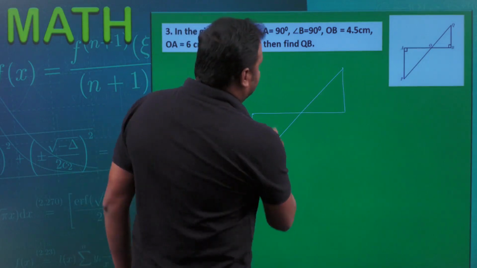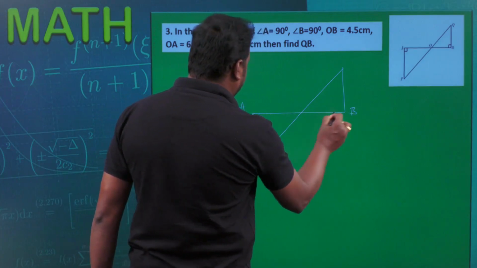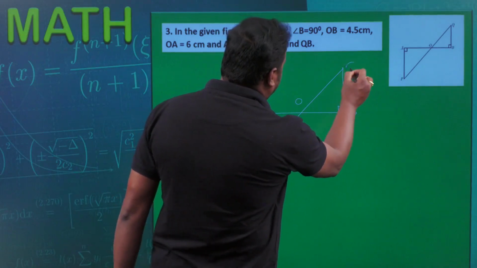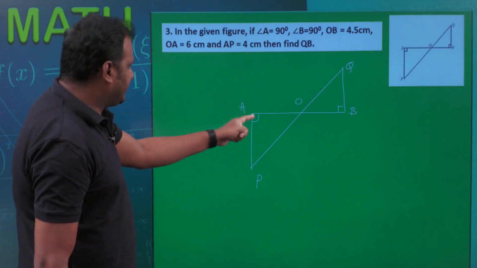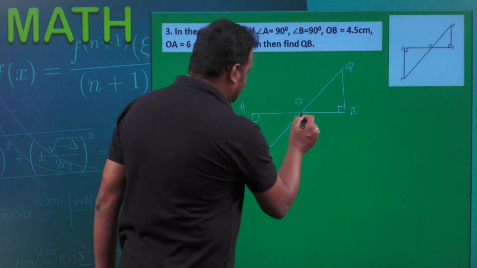Right. This is A and this is B, both are right angles. So this is a right angle and this is a right angle. Okay, and this is a point O and this is Q and this is P. What is the information given here? Angle A is 90, angle B is 90, OB is equal to 4.5. So this is OB, right?